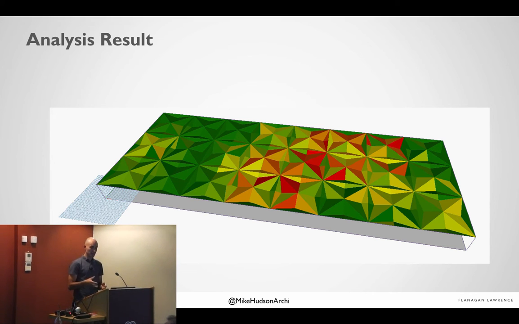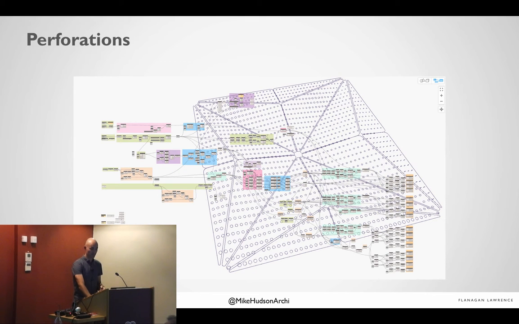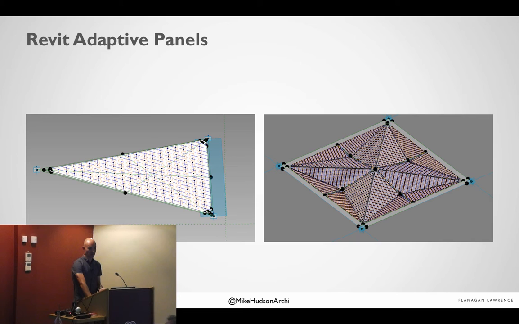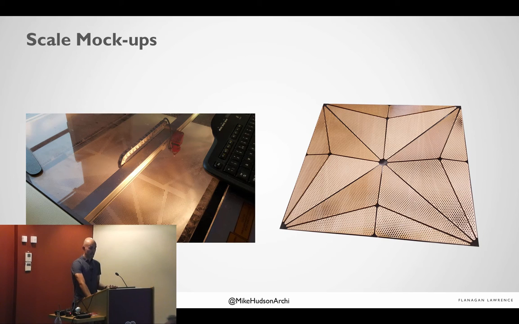What that meant was that we were then able to do a series of analysis results and graphic visualizations of the surface perforation amounts that we needed in every single panel inside this modular ceiling system. And then we subsequently created another script which positioned all of the perforations on all of the ceiling panels. Then we used some Revit adaptive panels to rebuild all of that. And then we laser cut all of the ceiling panels. So essentially that process from testing all the way through to fabrication was done pretty much inside Dynamo and Revit.